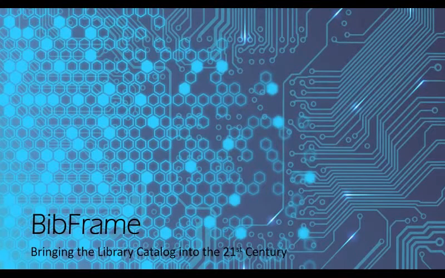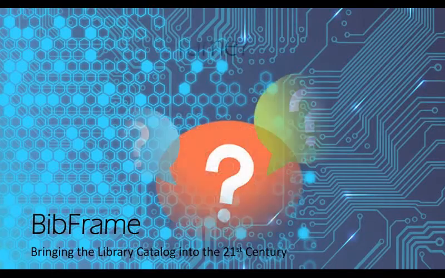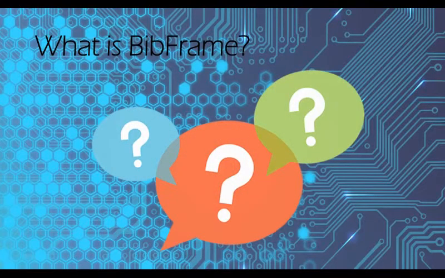Welcome to our Ignite presentation on BibFrame, bringing the library catalog into the 21st century. So what is BibFrame anyway? BibFrame, short for Bibliographic Framework, is a data model for bibliographic description. It is designed to replace the MARC standards and to use linked data principles to make bibliographic data more useful in and out of the library community.